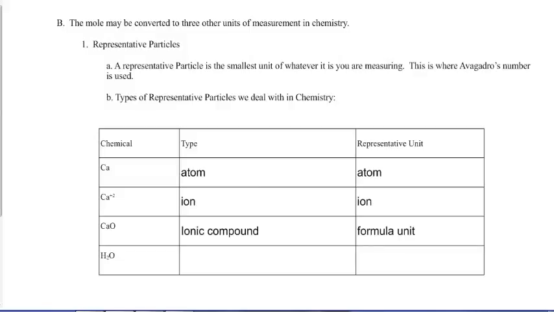Calcium oxide is an ionic compound. The representative unit of ionic compounds are formula units, back from Unit 5. And do you remember, if this is ionic, what kind of a compound water is with 2 nonmetals? It's covalent, and the representative unit is a molecule.